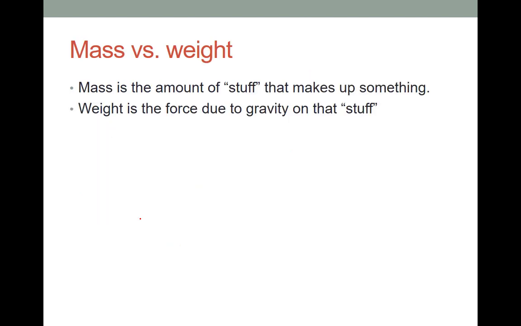Okay. So now we have weight. Weight is the force due to gravity on that stuff. But we also have mass. Mass is the amount of stuff that makes up something, the combined collection of protons and neutrons and electrons that make up that thing. These two quantities are very, very related.